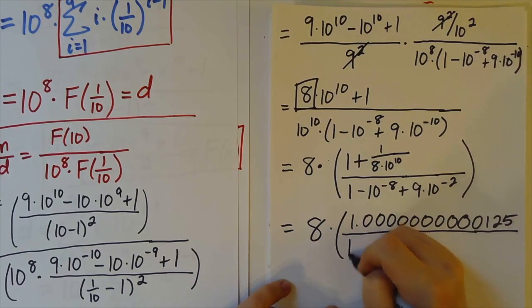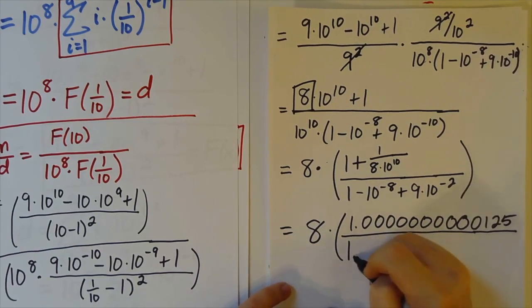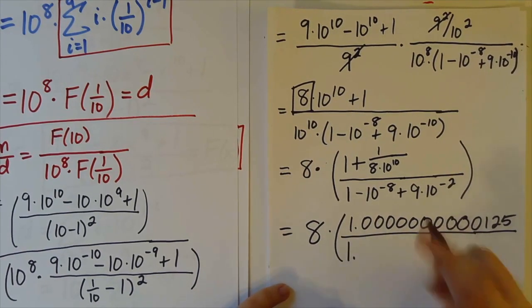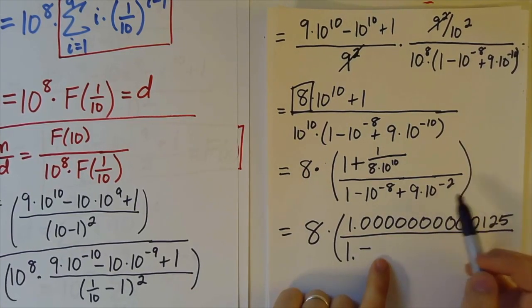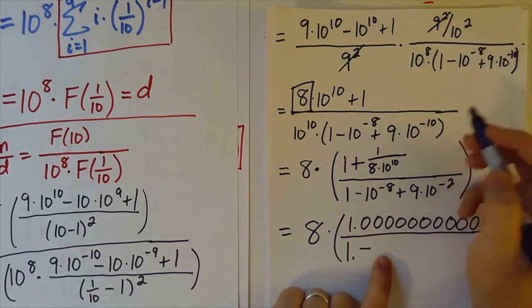Likewise, if I work out the denominator here, it's 1, but then minus, and now... Oh, I'm sorry, I miscopied this.